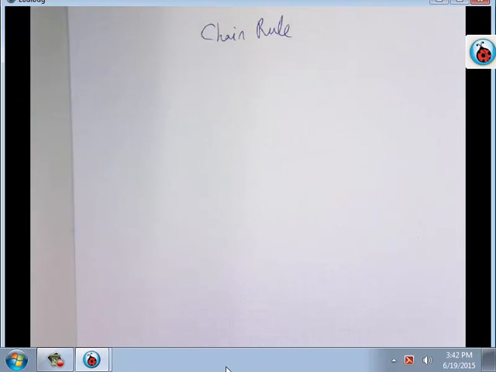Alright, so in the previous video when I did product rule, I said the next one I was going to do was quotient rule. And then I got to looking at my notes and realizing that it kind of helps to do this one first. So we're going to do what's called the chain rule. And chain rule applies for composite functions.